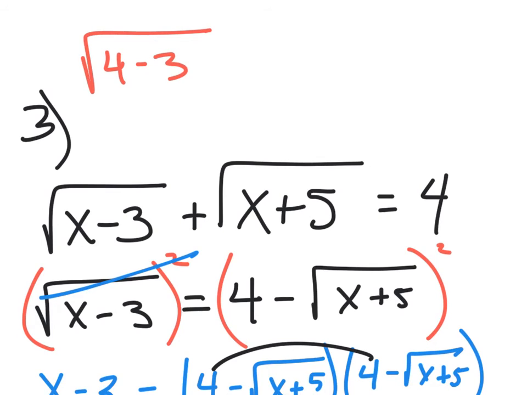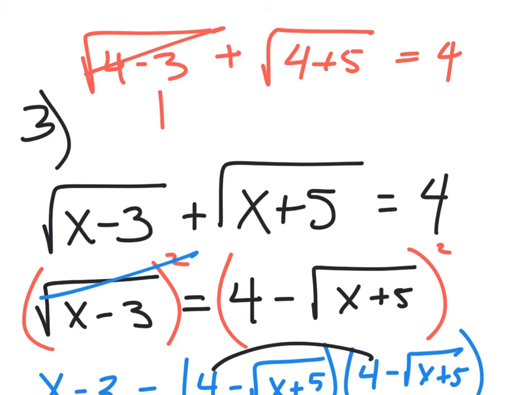So 4 minus 3 plus 4 plus 5 has to equal 4. Let's give it a whirl. 4 minus 3 is 1. The square root of 1 is 1. 4 plus 5 is 9. The square root of 9 is 3. And I would say 4 equals 4, which checks. So my solution is 4.